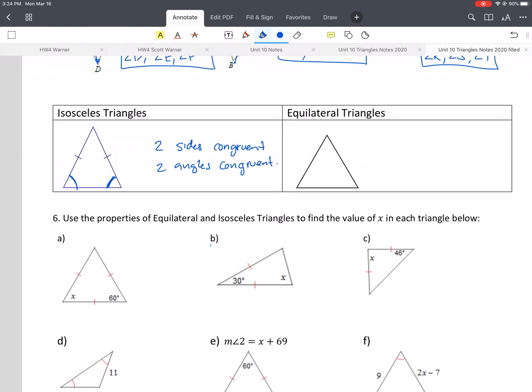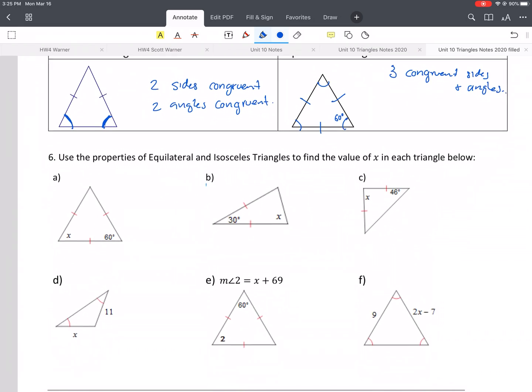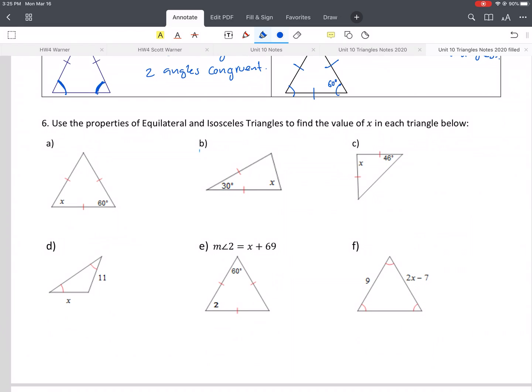Okay? All right, and just a hint, the two angles that are the same will never be right between those two congruent sides. Okay? All right, and then equilateral triangles have three congruent sides and three congruent angles. Okay? And these angles are always going to be 60 degrees. All right, so here are some practice problems.